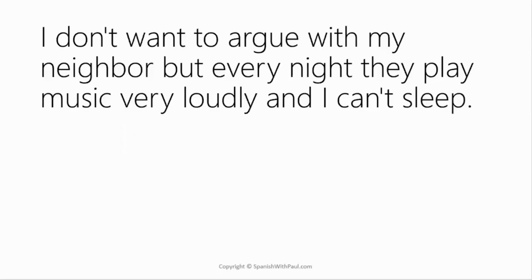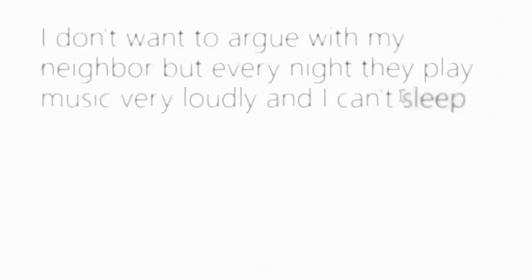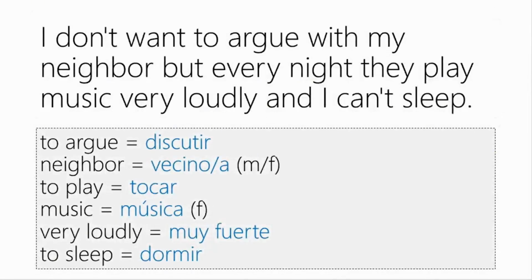Activate 1C Level 5. I don't want to argue with my neighbor, but every night they play music very loudly and I can't sleep. So for vocabulary, we're going to need the verb to argue and the noun for neighbor. We'll also need the verb to play, and specifically to play something like music. Then how to say loudly, and the verb to sleep. Collecting all that together for you then, to argue is discutir, and neighbor can be either vecino or vecina, depending if you're referring to male or female.